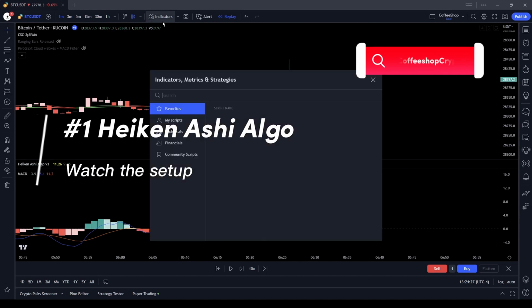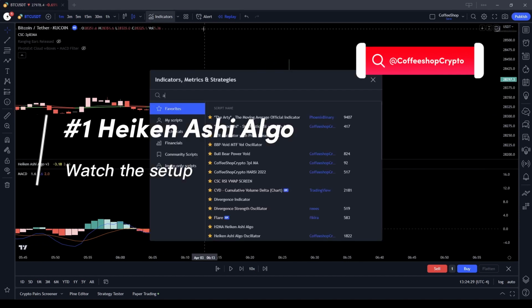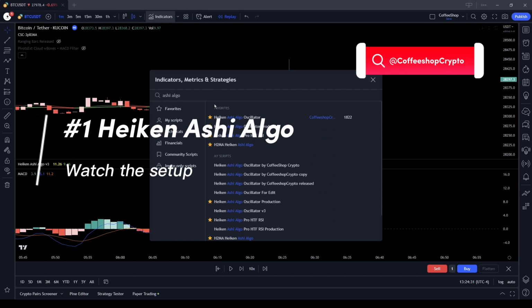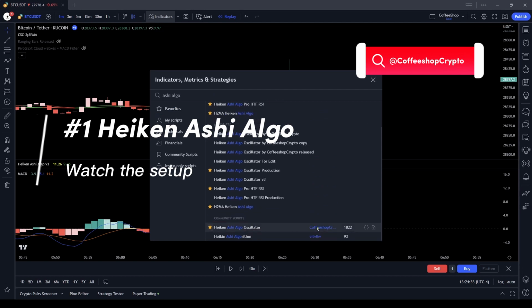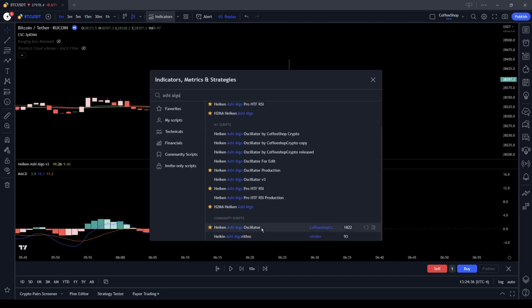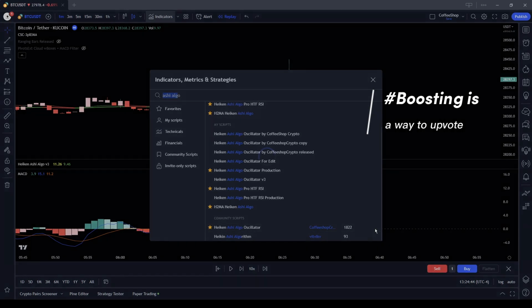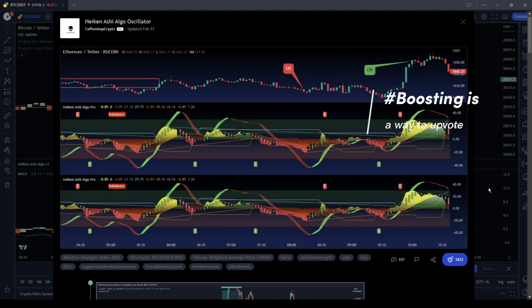First thing you're going to need is the Heikin Ashi algo. Type in Ashi algo. You want the one in the community scripts that is done by CoffeeShop Crypto, Heikin Ashi algo oscillator. It's got 1800 boosts on it. Make it your favorite, add it to your chart, and do me a favor, go over here and boost it.